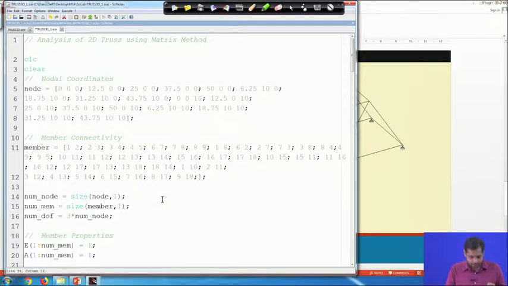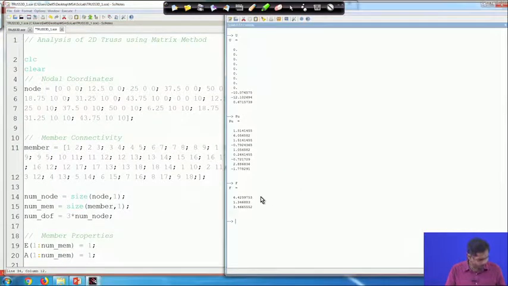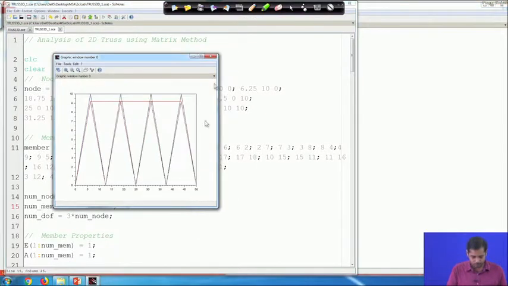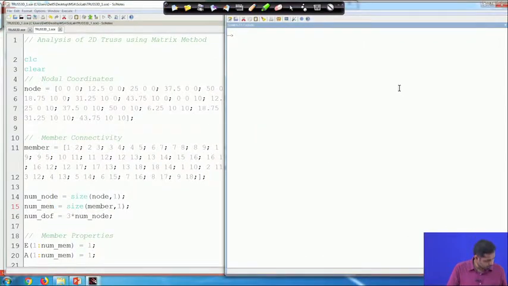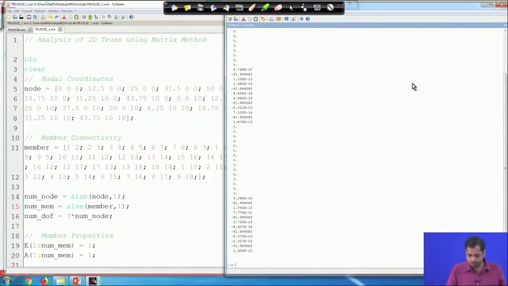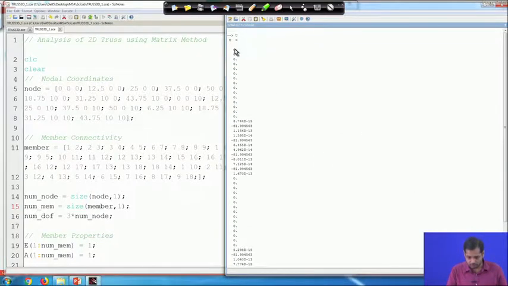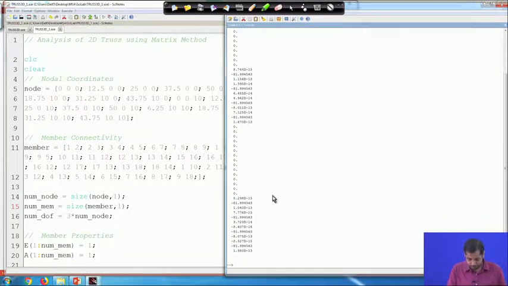Now, if I solve it, this is again a projected 2D deformed shape. If I see the total displacement, these are all total displacements. These zeros that you can see correspond to the degrees of freedom which are constrained. And then the support reactions are these.